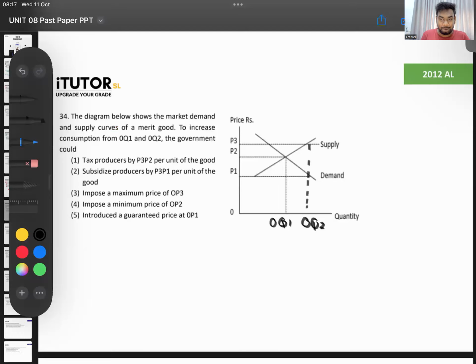Fine. Yes. They say the diagram below shows the market demand and supply curves for a merit good. What is a merit good? A merit good is a good with positive externalities in consumption. To increase consumption from OQ to OQ1. So currently, where are you? Currently, equilibrium is here. Just Q1 and Q2. This O is not there. Okay, whatever. Right, we'll say Q1 and Q2.